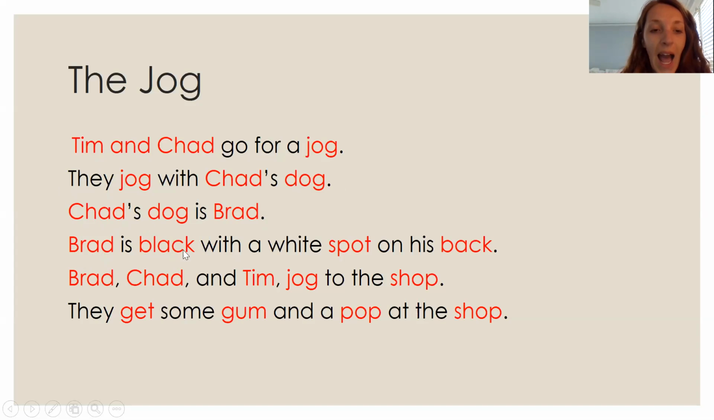Brad is black with a white spot on his back. You may be thinking, this is a closed syllable, this is a closed syllable, and this is a closed syllable. It is. You are correct. I just didn't highlight those because they're sight words. They're words that we want to try to remember and not have to sound out. So one more time. Brad is black with a white spot on his back. Brad, Chad, and Tim jog to the shop. They get some gum and a pop at the shop.